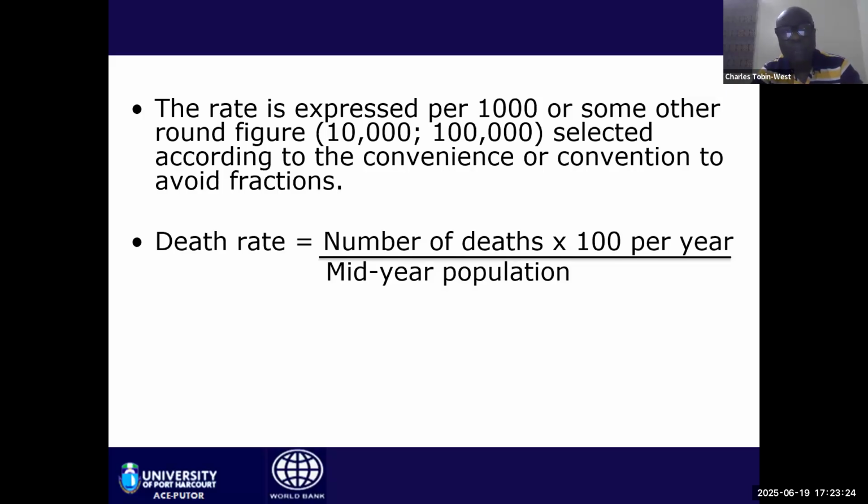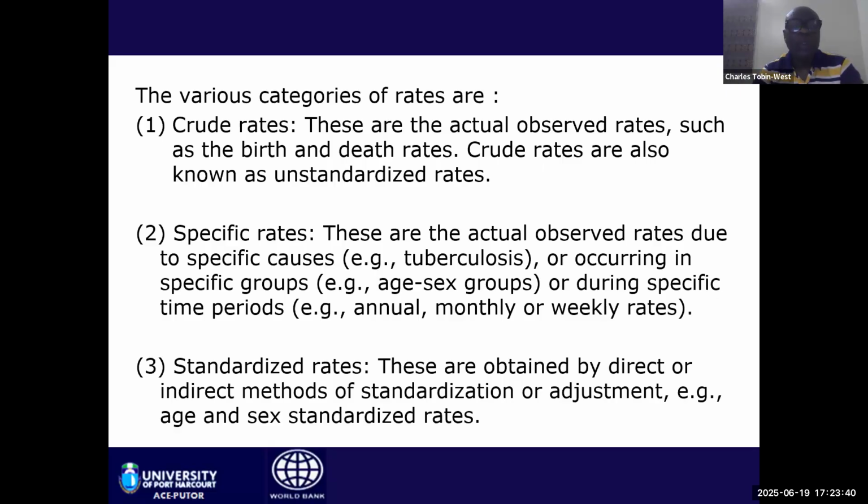It was now adopted by convention that mid-year population is the population as at 1st of July every year. The population as at 1st of July is the mid-year population. All right, I believe that is clear. So there are categories of rates. When we talk about rates, we have crude rates, we have specific rates, we have standardized rates.